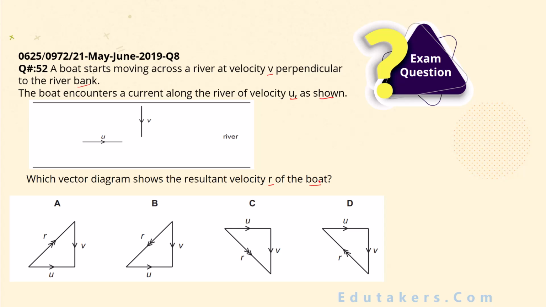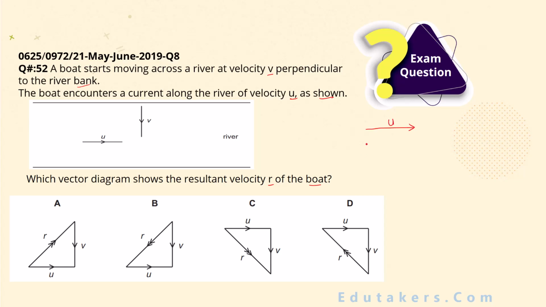So here actually you have to use the head to tail rule. According to this rule, draw the first vector. If I suppose that u is the first vector, I draw here the first vector u, which is completely horizontal.